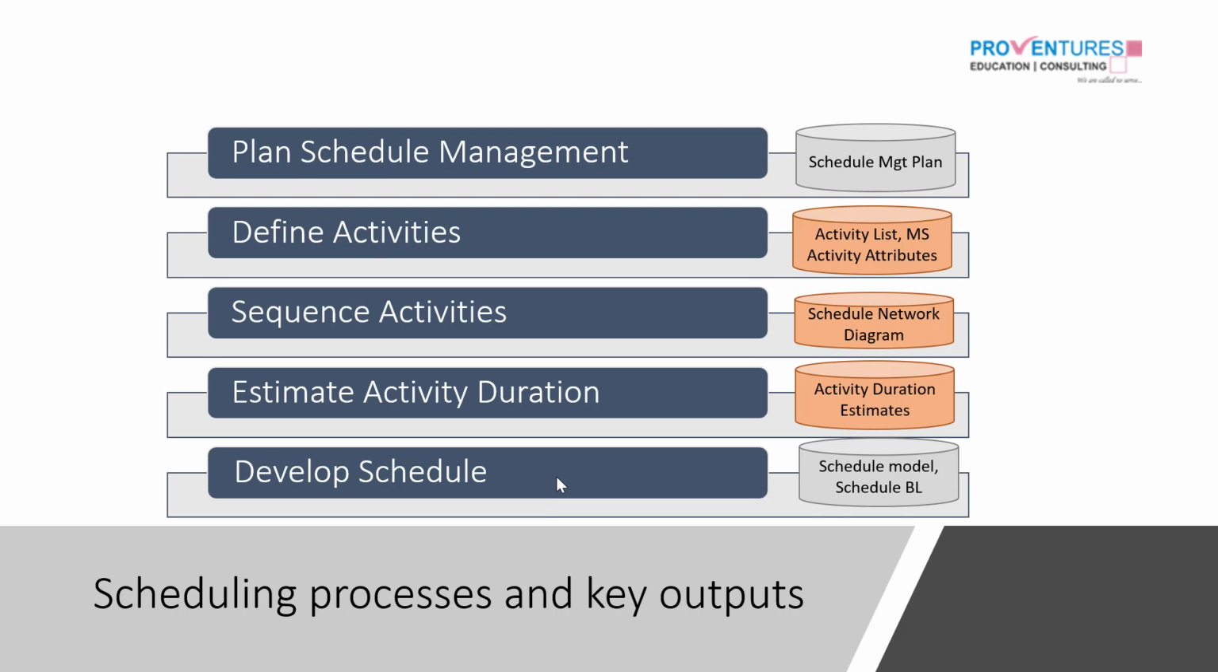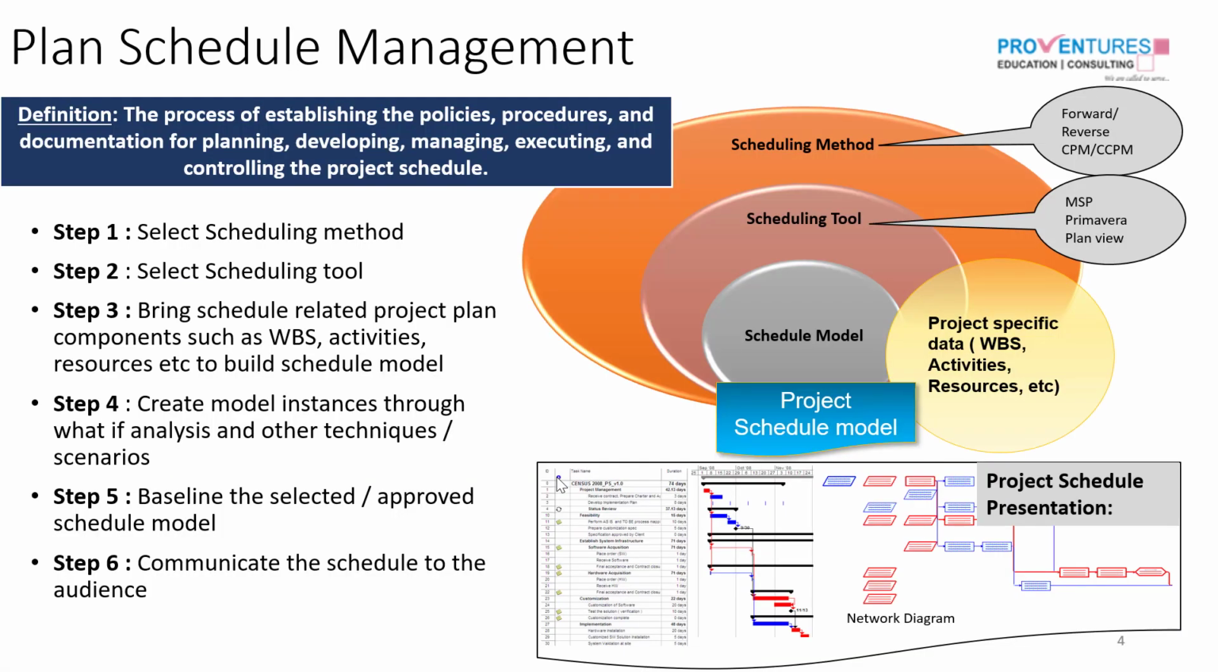In this current episode, we'll discuss how to plan schedule management. As you are already aware, each of these plan processes, the first process in every knowledge area, establishes the policies, procedures, and documentation to perform the rest of the activities within that knowledge area. In the same manner, as part of this process, we establish the policies, procedures, and documentation to plan, develop, maintain, and control the project schedule. Now, how do we do that? So we'll take a small example.